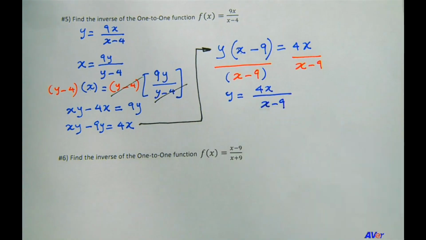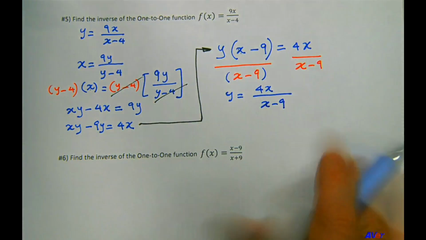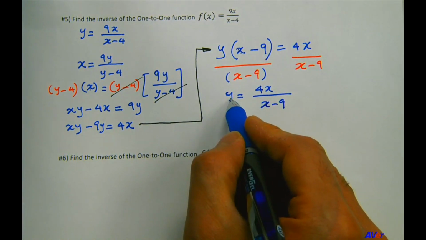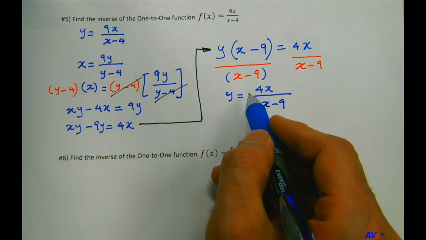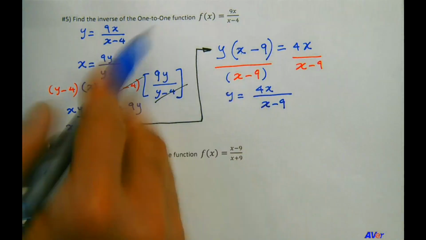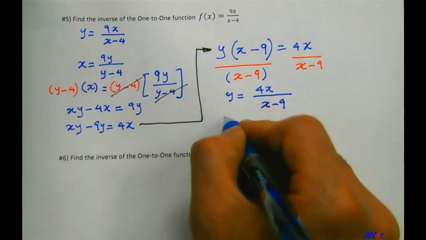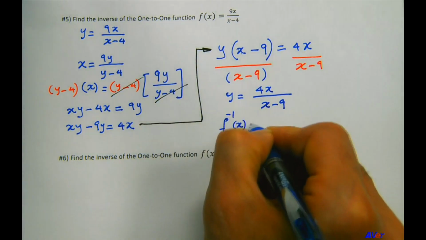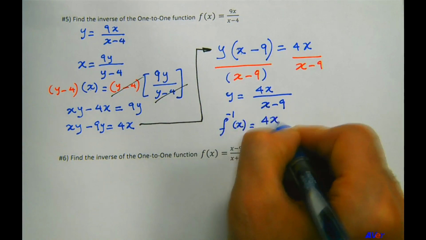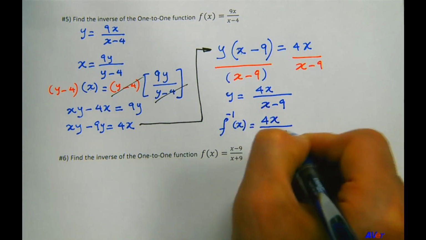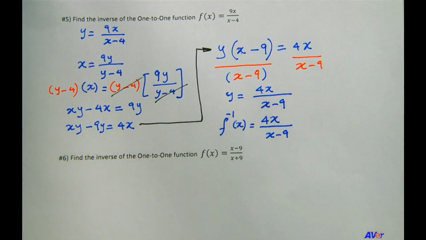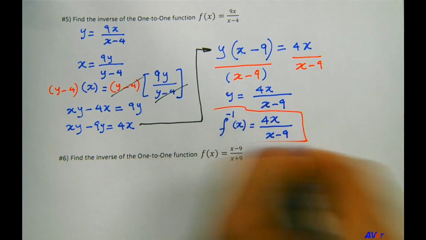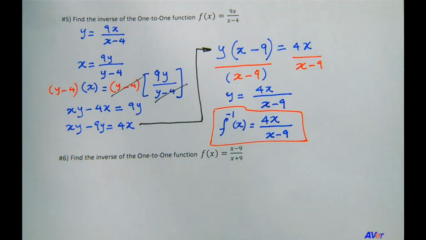Are we done? Almost, but not yet. What do we need to do? Just replace y with the appropriate inverse function notation. We started with f of x, so we need to write f inverse of x equals 4x divided by x minus 9. And that's the inverse function.